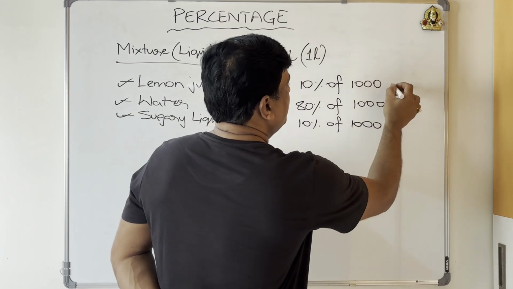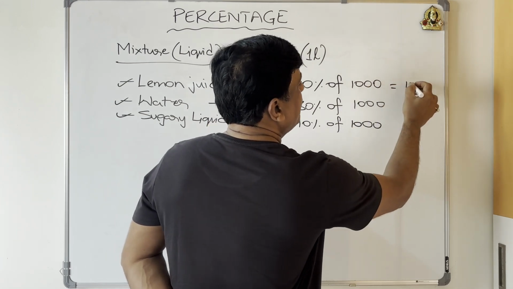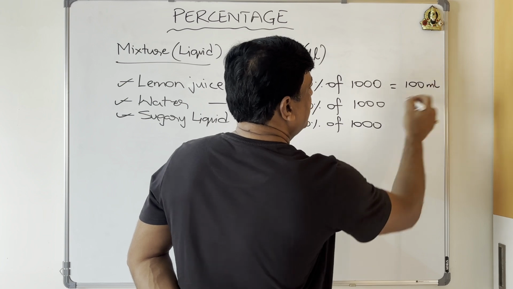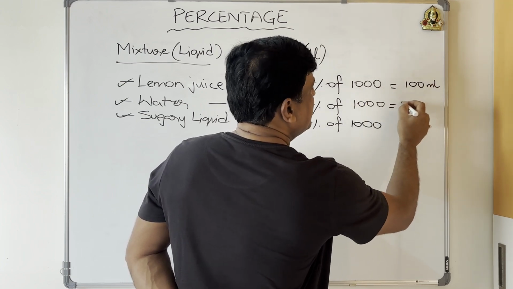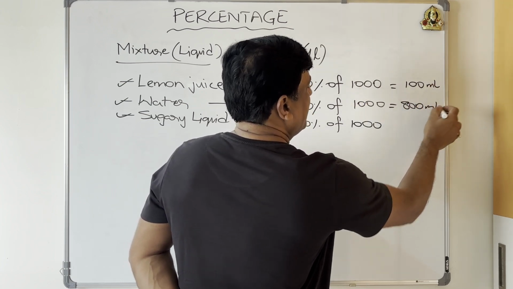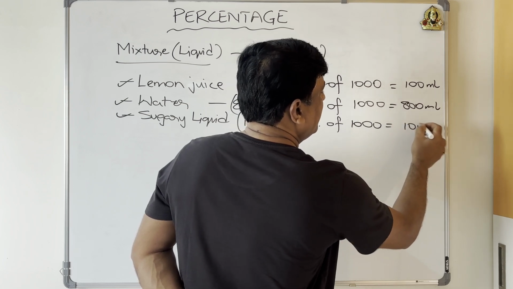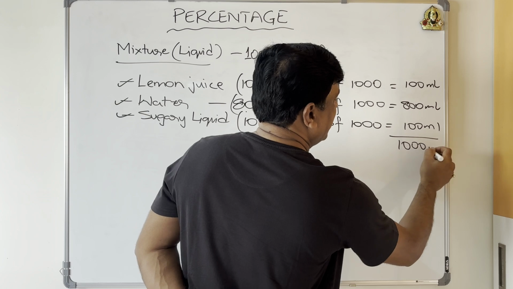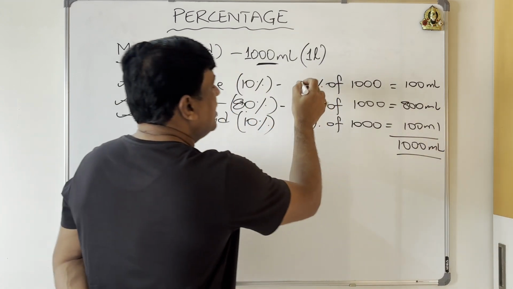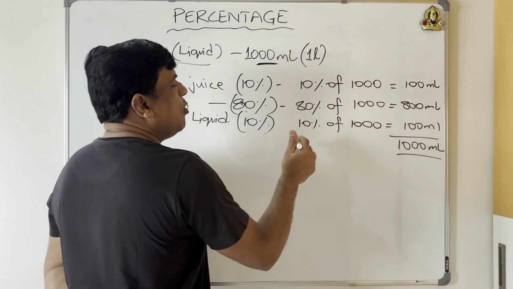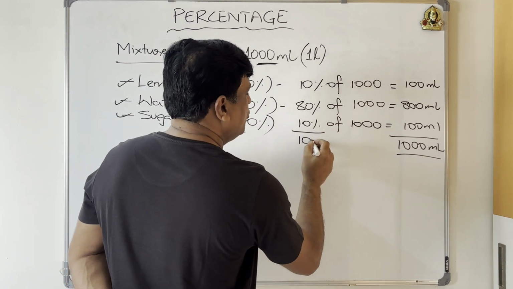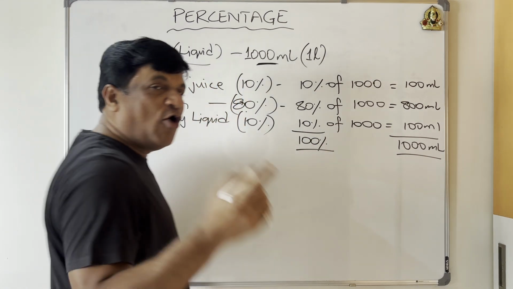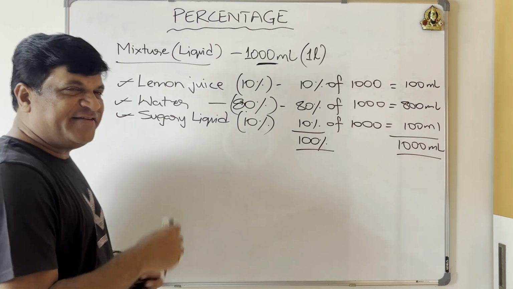Okay? So what do you get? 10% of 1000 will give you 100 milliliter. This one will give you 800 milliliter. And this one will give you another 100 milliliter. So when you add all these things, look at it, it is 1000 milliliter. And the percentage of all the components should also add to 100%. Always remember that. Okay? Makes sense?